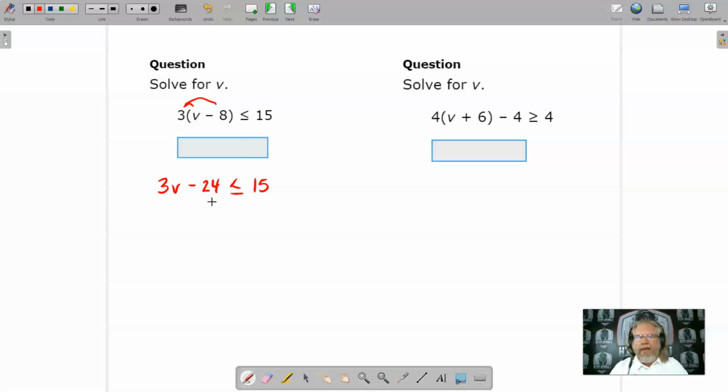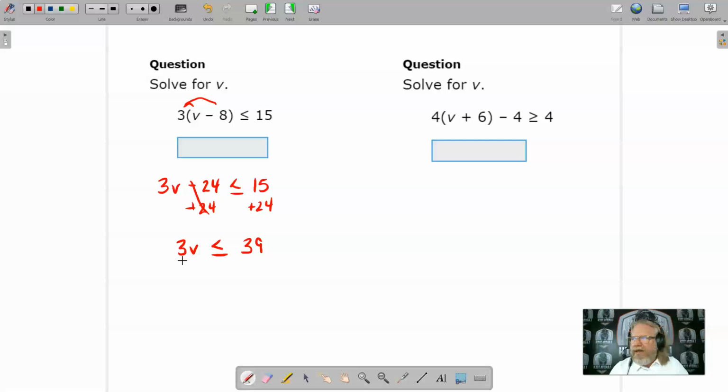So now let's deal with the 24 here. It's negative 24, so we're going to add 24. What we do to one side, we're going to do to the other. Negative 24 and 24 cancel each other, leaving us with 3v. Keep our less than or equal to sign. And 15 plus 24 should be 39. That's going to work out really nice with that 3 over there, isn't it?